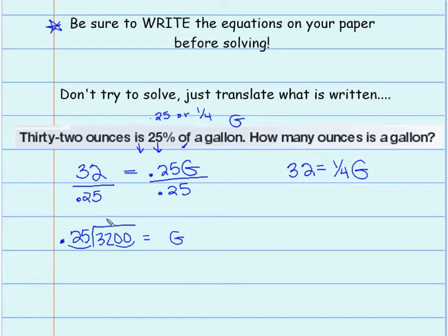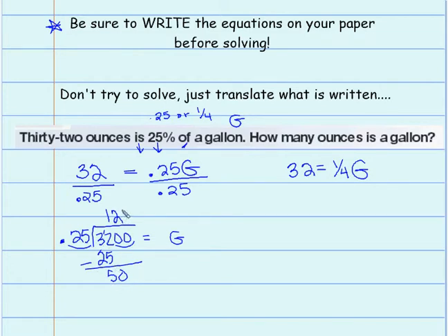Let's see, 25. See, there's 4 quarters in $1. I don't know what I was thinking. I was trying to go into 320. Make that a little easier on myself. There we go.